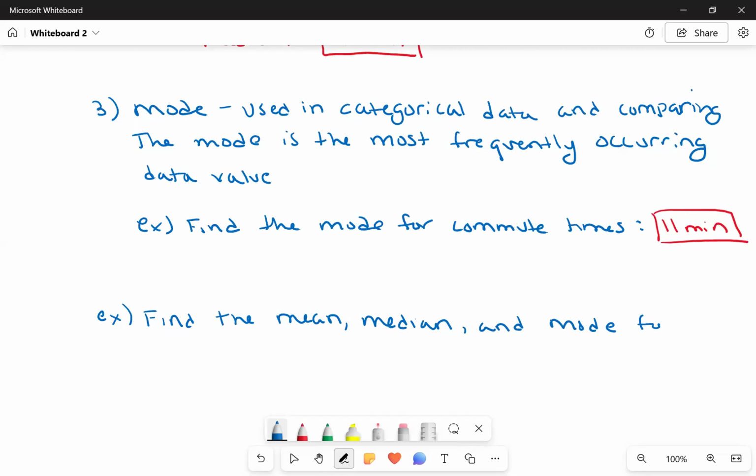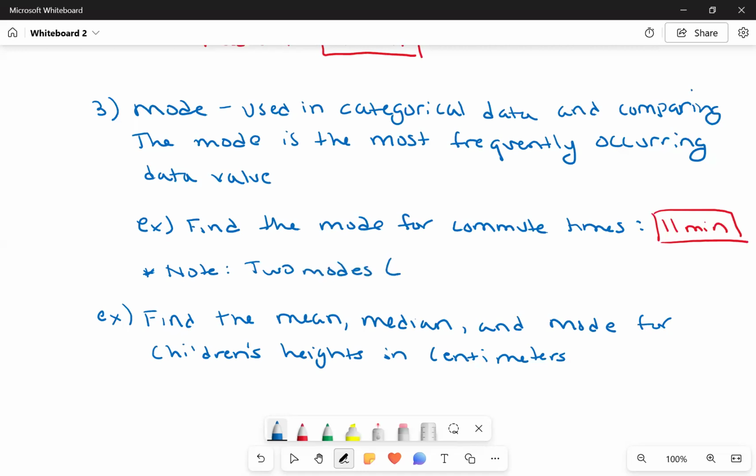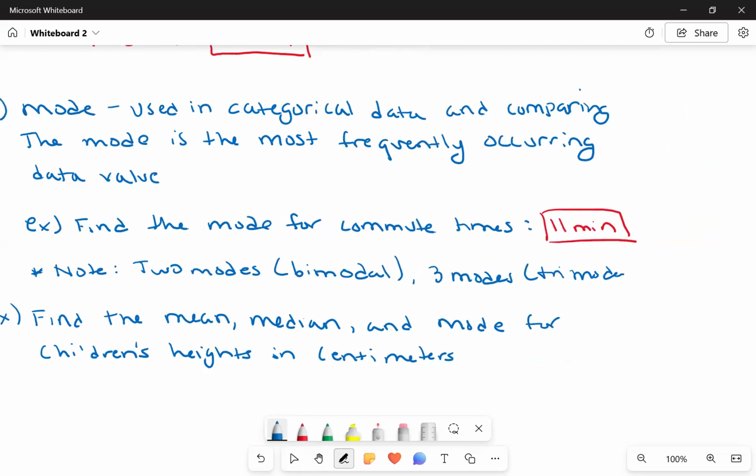For children's heights in centimeters. Ooh, I do want to pause here for a second because I just realized I forgot to mention it's possible to have more than one mode, okay? I'll come back up here, and if you can squeeze it in, I'm so sorry. I should have put that up there. It's possible to have two modes. If you have two modes, they call that bimodal. Three modes is trimodal. And then anything more is multimodal.